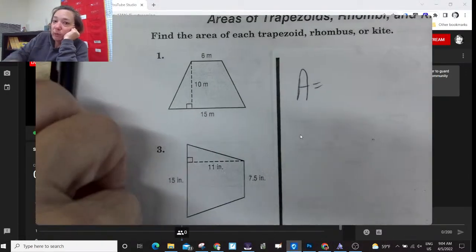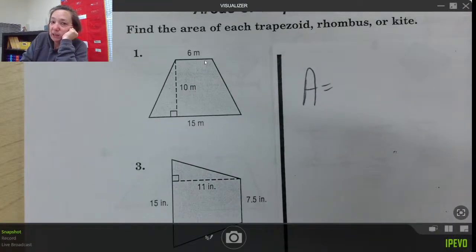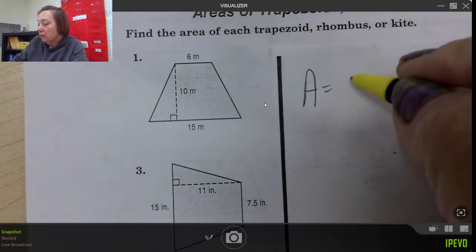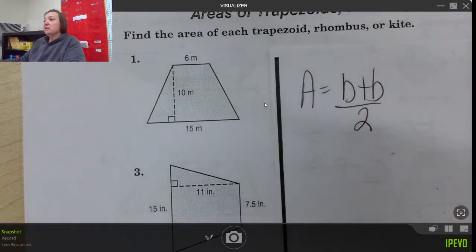So, if you're talking about a trapezoid, we say a trapezoid has two bases, like a top base and a bottom base, right? We call them both bases because you could turn it. To find the area of a trapezoid, you add the two bases together and divide by 2. What that does is it gets your average length for your base.